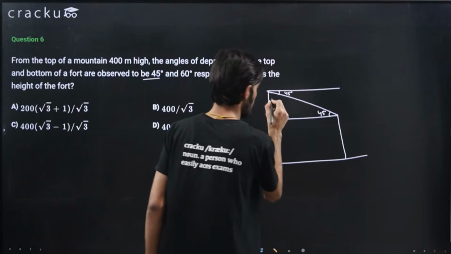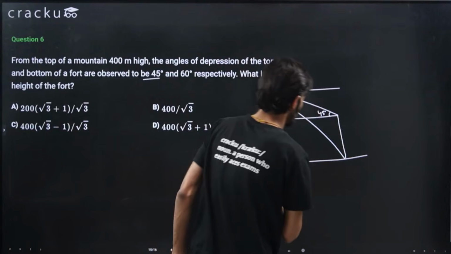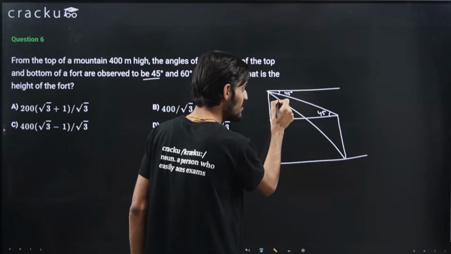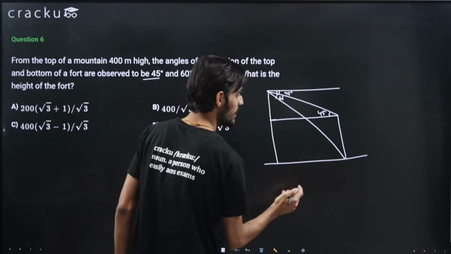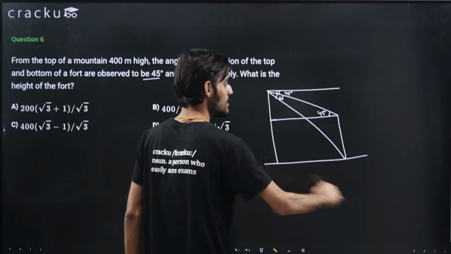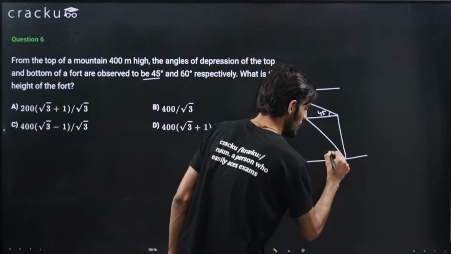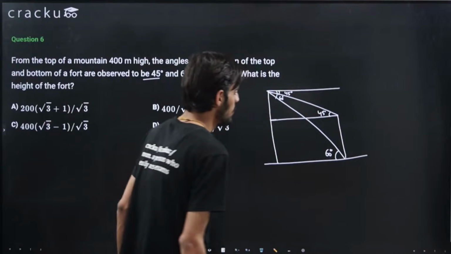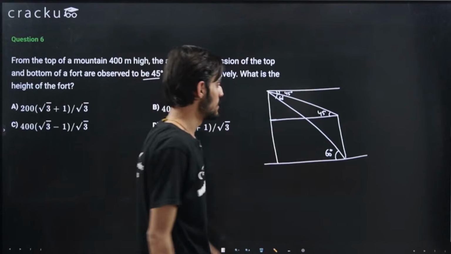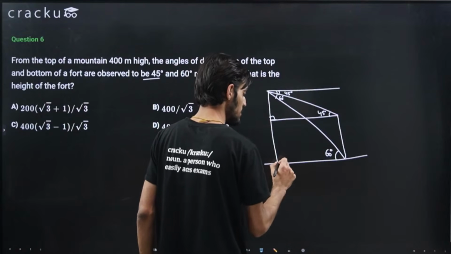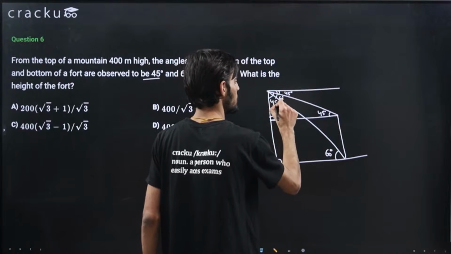And for the bottom of the fort, this complete angle is 60 degrees, given to us. Because this is a transversal between two parallel lines, if this is 60 degrees, then this also will be 60 degrees. If this is 45, then this also will be 45. If this is 60, then this also will be 60. And of course this is 90 degrees. If this is 45, then this angle will be 45 degrees.